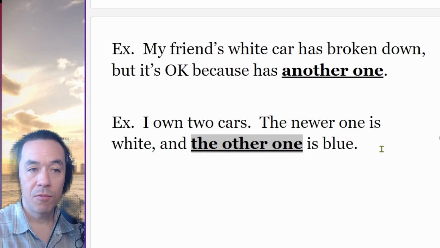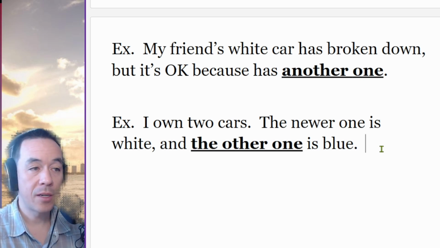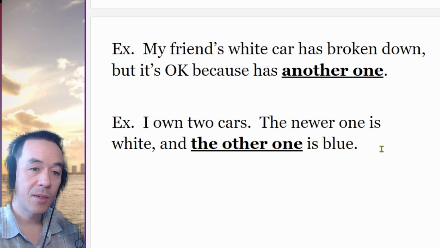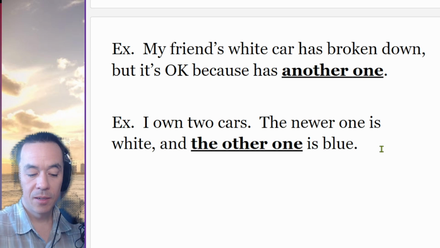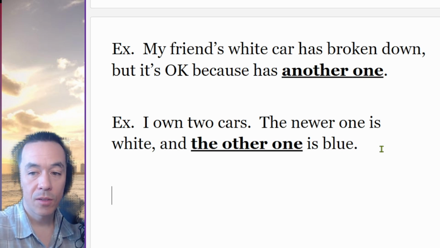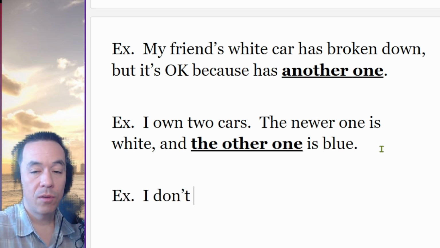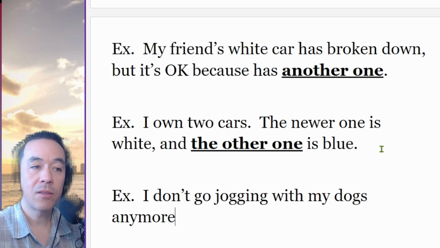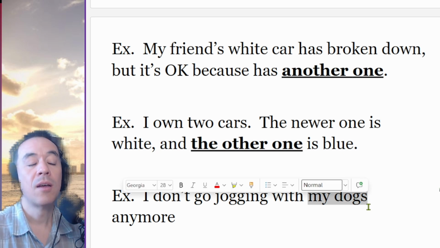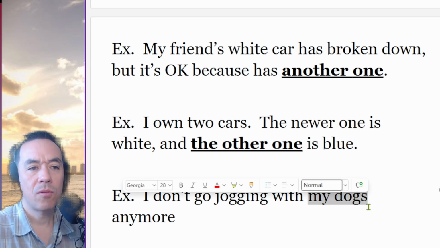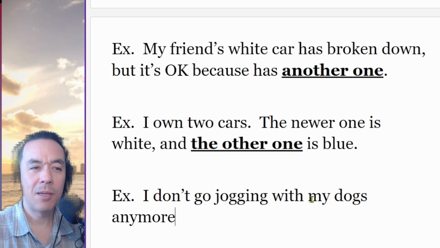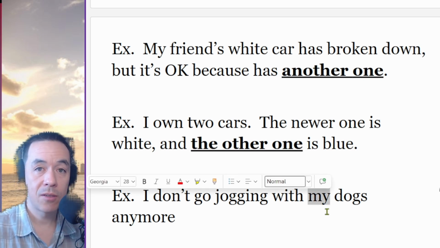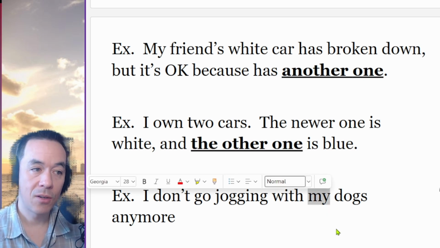Let's see. I'll do one more example. Okay, good. It's complicated. So let's see. I don't go jogging with my dogs anymore. Okay, so I got my dogs. So that's going to be kind of family member. So that's my, just like my sister, my brother, my mother, my father. So that's my dogs anymore.